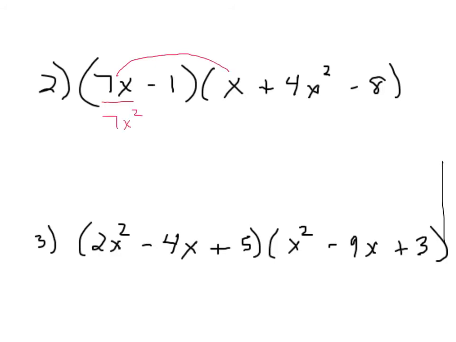7x squared. Now we have an x times an x squared, which will be 28x cubed. Last one, 7x times negative 8 is negative 56x.